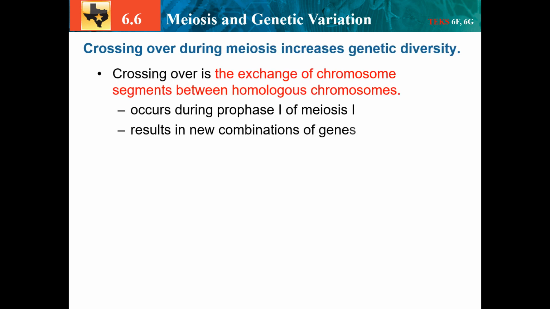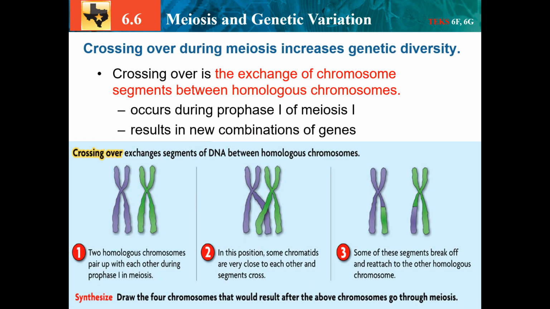Okay, so moving on. Final thing is talking about crossing over. So crossing over, like independent assortment, is going to increase your genetic diversity. And crossing over is talking about the exchange of segments of chromosomes between your homologous chromosomes. And this occurs during prophase 1 of meiosis 1. And it results in new combinations of genes.